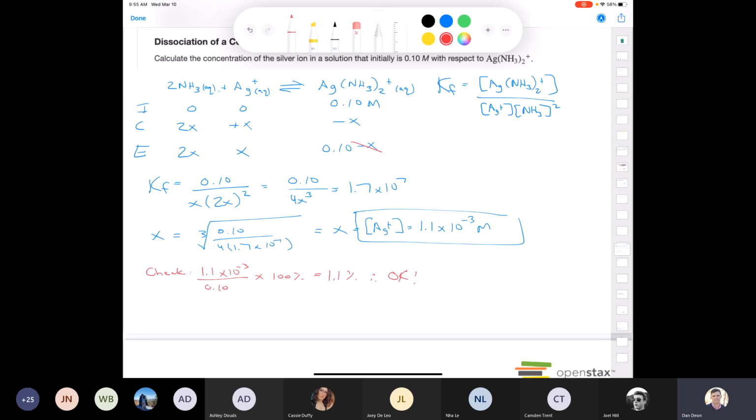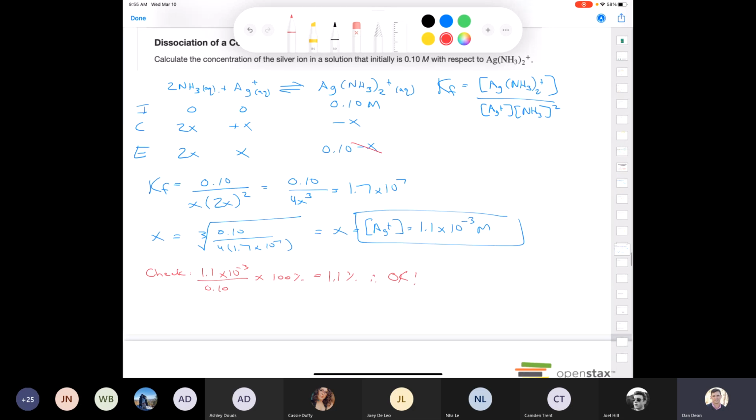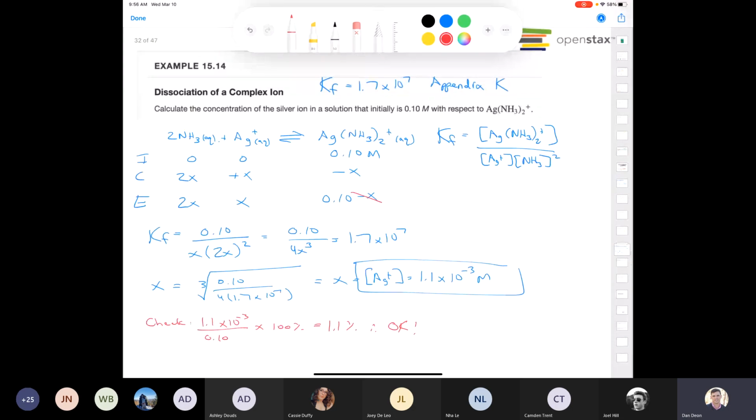Somebody asked me on a test, are you going to give us these values? I assume you're talking about Kf. Absolutely. There's no way to solve this problem unless you have the Kf. Now, I could ask you a question where I ask you to solve for Kf, but I'm always going to give you enough information to solve any problem.